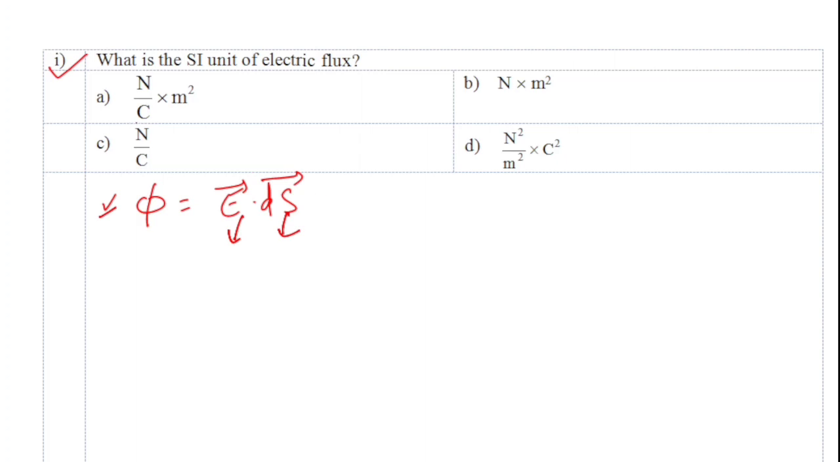Okay. Hope you find the correct answer. Option number A is correct. Newton per coulomb meter square. How this option is correct? You know electric field is what? Force per unit charge. It means Newton per coulomb is SI unit of electric field, and ds is area, so SI unit of area is meter square. So Newton per coulomb meter square is correct answer. Hope it's clear to all of you, right?